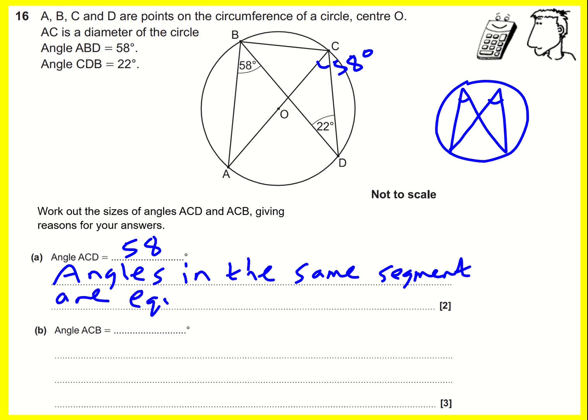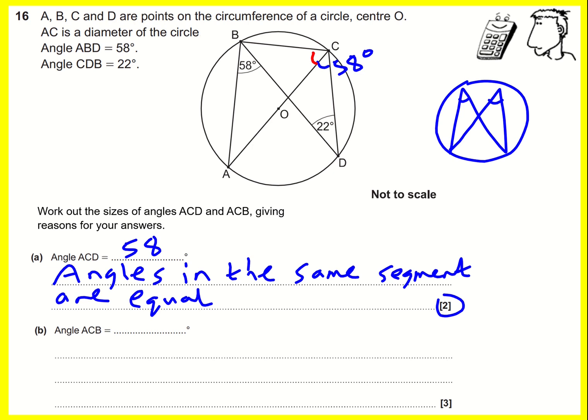There are sometimes other words you can write instead, but for me that's the easiest one to remember. I think I've read in the mark scheme about it being angles subtended. I've forgotten what it actually was, but angles in the same segment are equal. That's what I would go with. Okay, now we're interested in angle ACB. So it's this one here. A bit more difficult to spot because there's no bow tie like so.